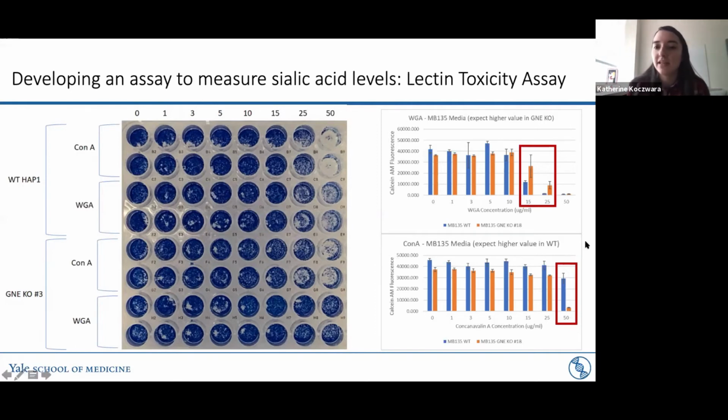So this is really another assay that we're super interested in exploring and moving into patient cell lines to see if this trend holds true in our patient cell lines as a way to measure the sialic acid biosynthesis pathway.